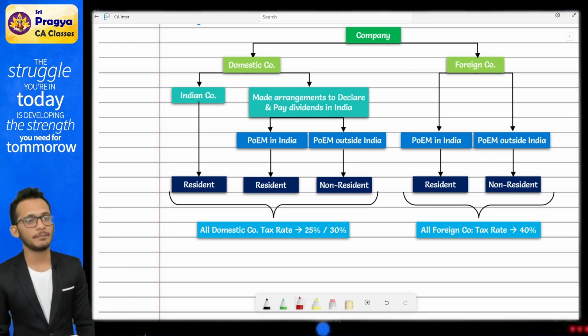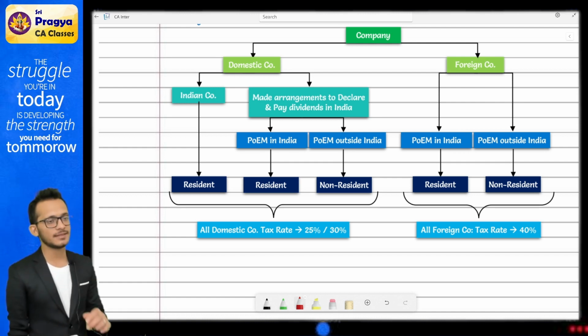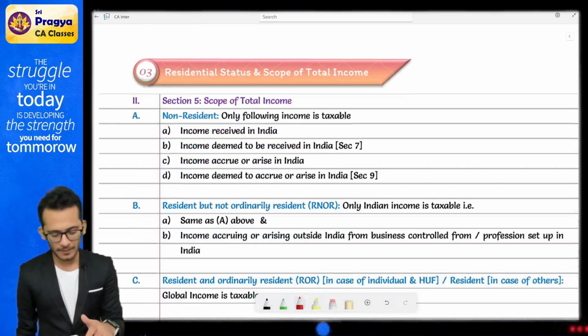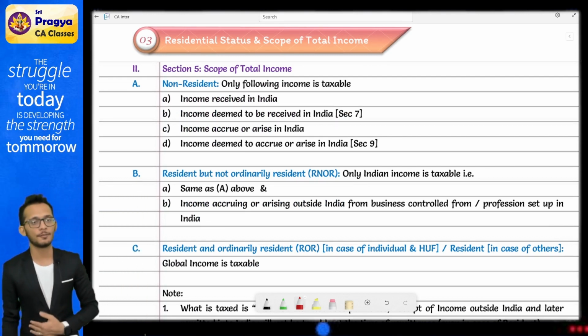With this completes your step number 2. Moving to the next, step number 3. Step number 3 talks about determining whether the income is taxable or not. For this, we have to look at something called the scope of total income.